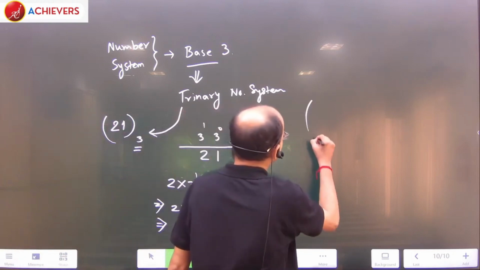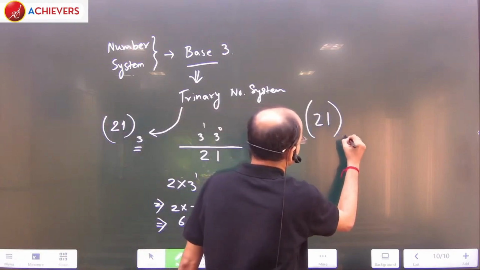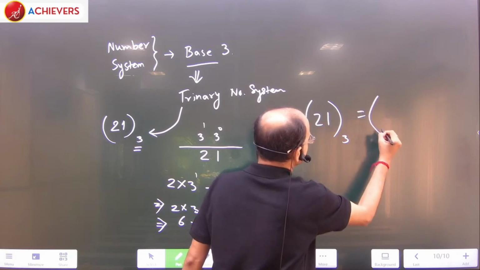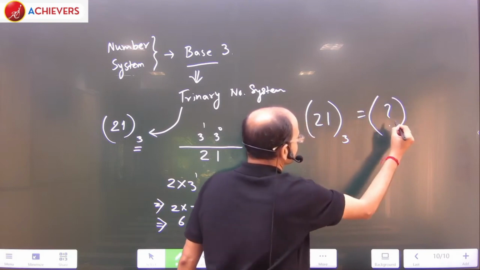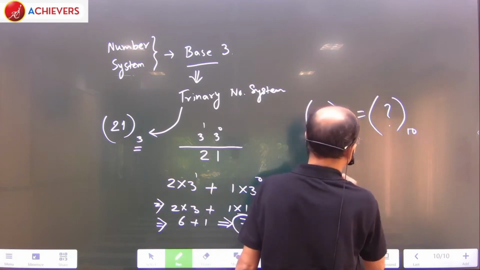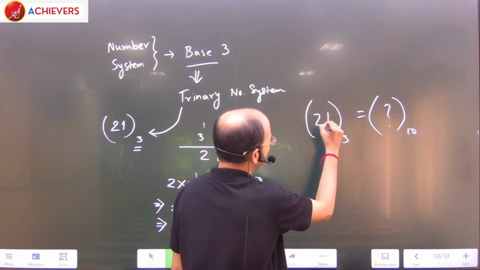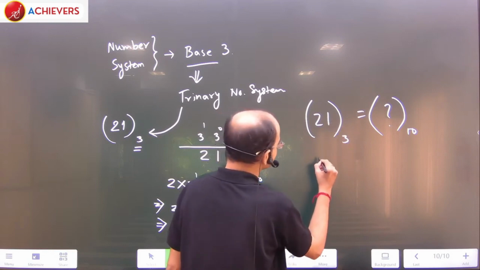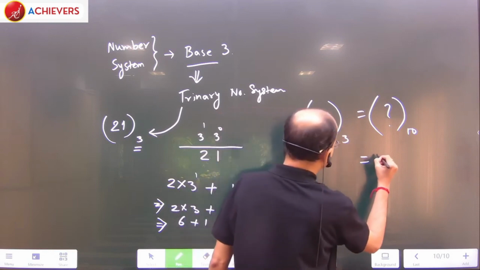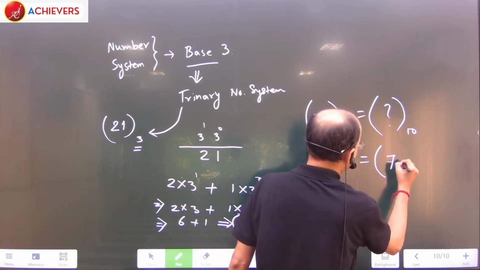So simply we can write 21 base 3 equals question mark base 10. What is the decimal value of 21 base 3? It will be 7.